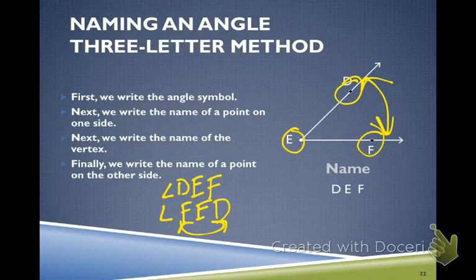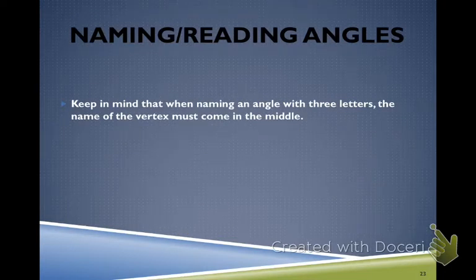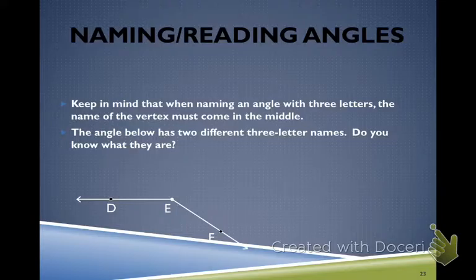Next, there's a little reminder. Keep in mind that when naming an angle with 3 letters, the name of the vertex must come in the middle. The angle below has 2 different 3-letter names. Do you know what they are? Try it. Pause the video real quick. Try them. Write them down. See if you know them.